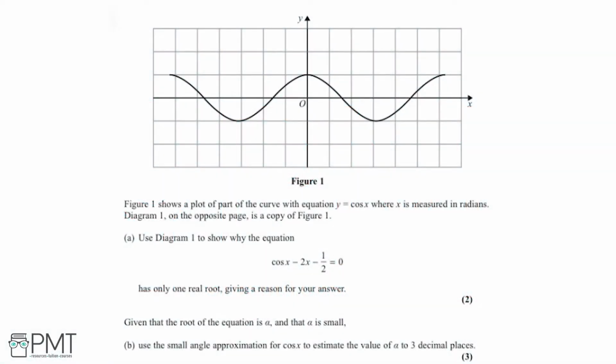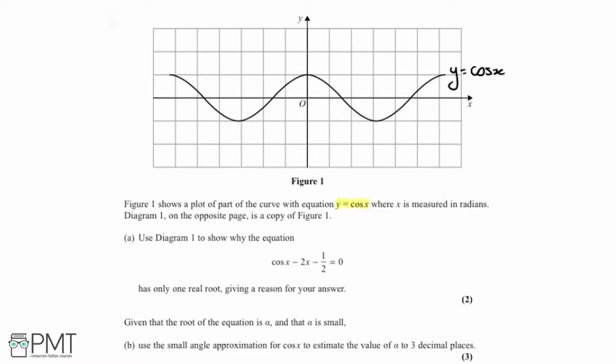So figure 1 shows a plot of part of the curve with the equation y equals cos x, where x is measured in radians. Okay, so I'm just going to stop there quickly. And whilst we're here, we can see that we've got y equals cos x on figure 1. So I'm just quickly going to label this on figure 1 before I forget.